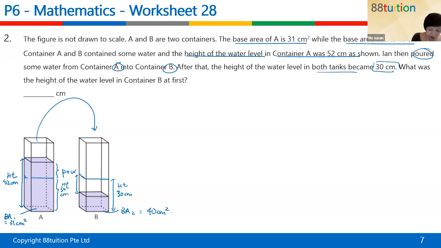That means I know how much he poured. How much did he pour? The height that is being taken away: 52 minus 30. That is 22 cm of the height being poured away. So that means I can fill up this already, right? Correct or not? You understand or not?